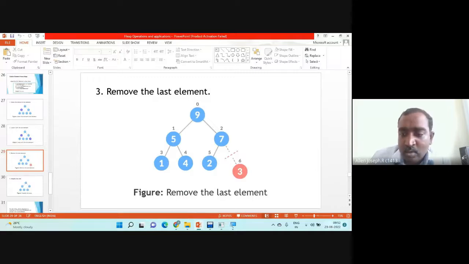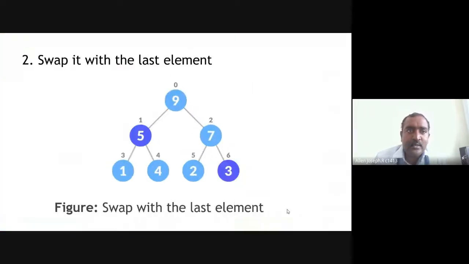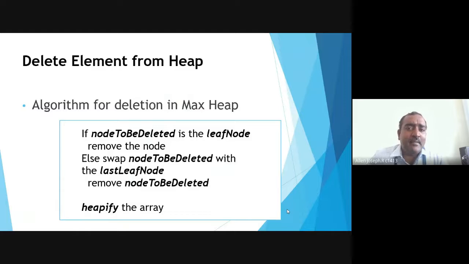Yeah, I'll just go on with this one. All right. I'll just try to delete an element from a heap. All right. So this is your delete element from heap. So algorithm for deletion in max heap. So what you're going to do is we are going to check if the node to be deleted is a leaf node. So just checking whether the node that has to be deleted is a leaf.